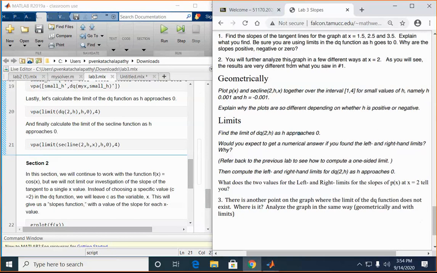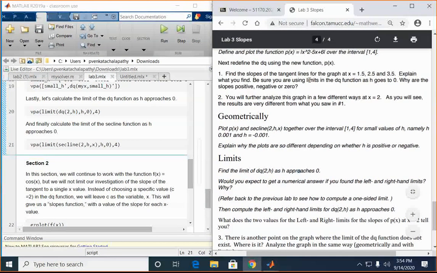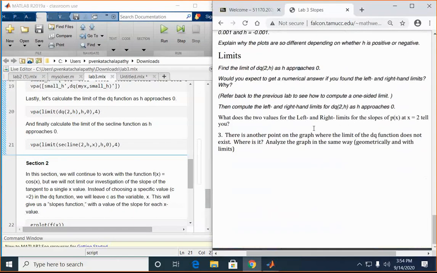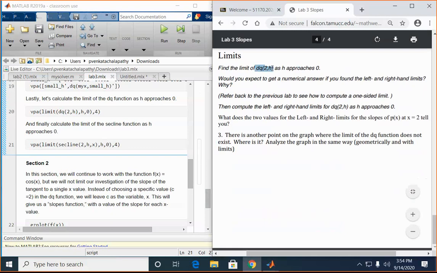Got it? So here what you did was you found dq using limit only for certain values. Here you will be determining the left and right hand limit for the dq 2 comma h. So you know how to do this because we did this in the first lab. Okay, remember we did this in the first lab, left and right hand limit. And also you have to find the limit exactly at 2. Got it? As h approaches 0.